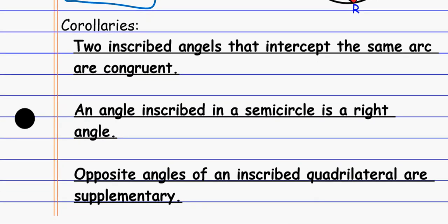Two inscribed angles that intersect the same arc are going to be congruent, and that should be fairly obvious to us. If the arc that they're intersecting is the same, then the angles have to be the same as well. They're half of the same arc, so their measurements are going to be the same. An angle inscribed in a semicircle is a right angle.